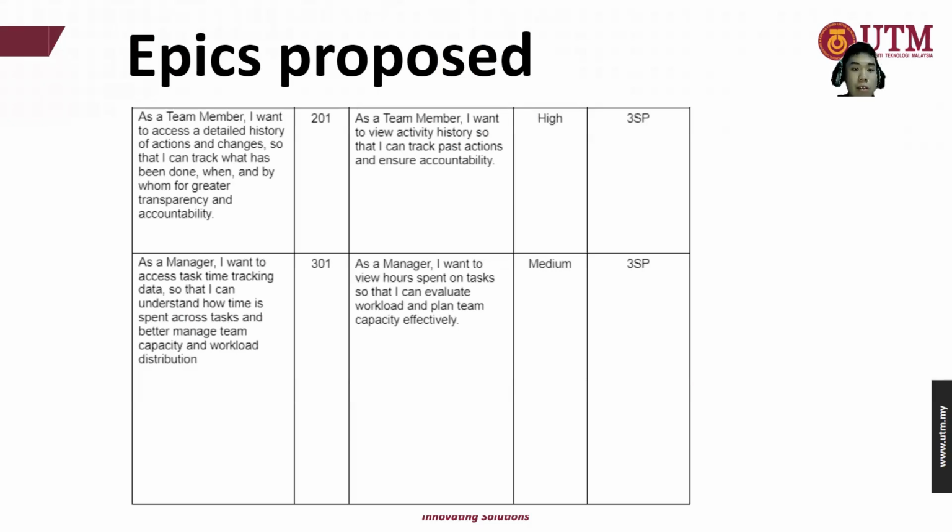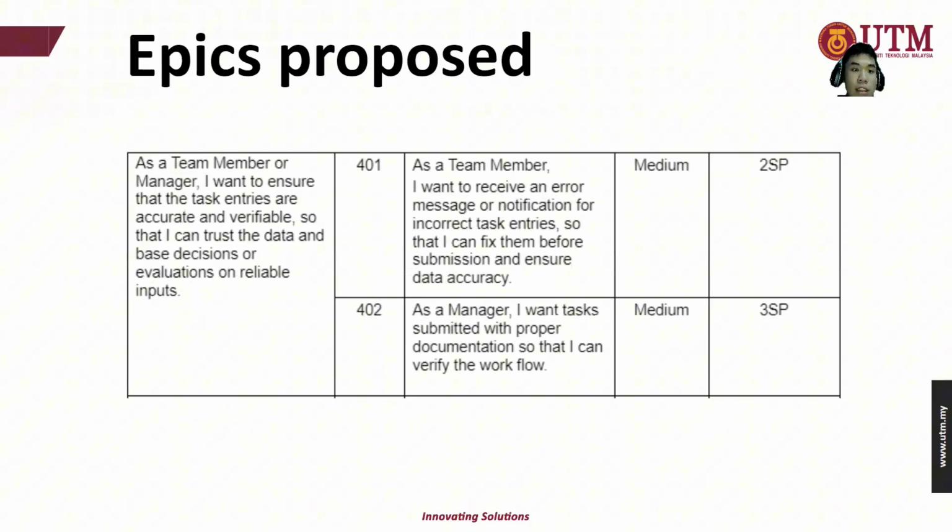And then for our Epic 3, we created task time tracking data so that the manager can understand how the time is spent across tasks and better manage the team capacity and workload distribution. Next, for our Epic 4, we created error messages or notifications so that team members or managers can ensure that the task entries are accurate and verifiable, so that they can trust the data and base decisions or evaluations on reliable inputs.